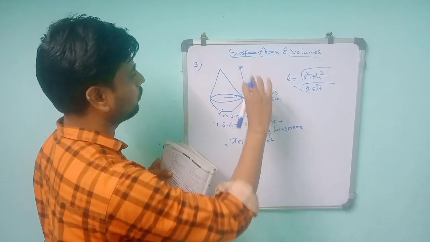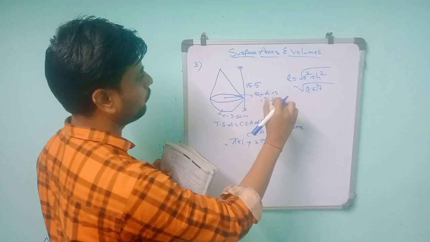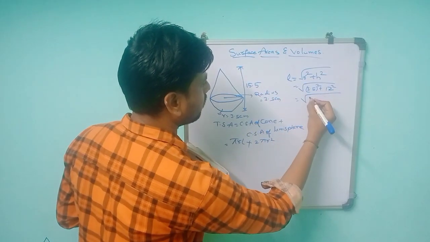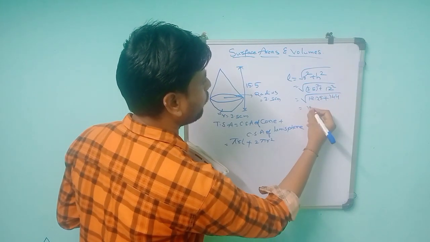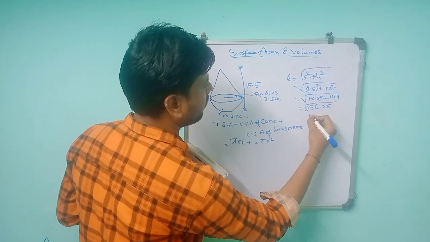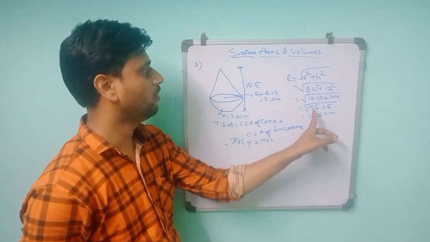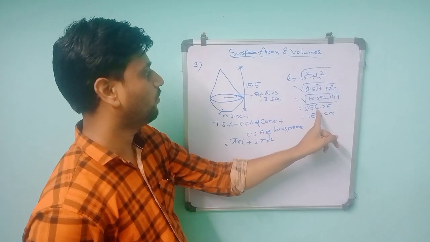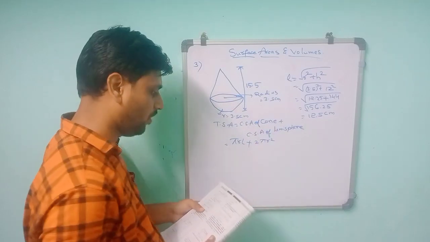So height of the cone means the total 15.5 minus this radius 3.5, so it will give 12. So l equals root of 3.5 whole square, which is 12.25, plus 144. This will give you 156.25. So the square root of 156.25 is 12.5 centimeter. If you multiply 12.5 into 12.5, you will get 156.25. So you got the l value as 12.5.